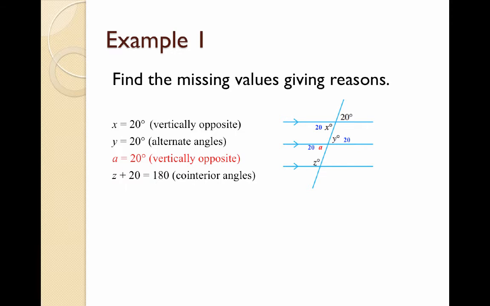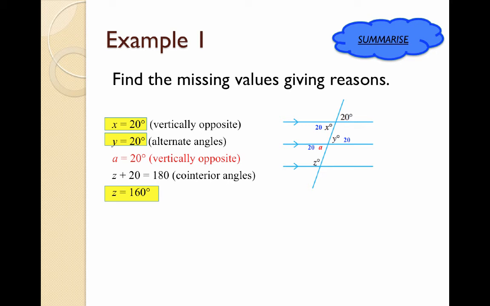By subtracting 20 degrees, I know that z is going to be 160 degrees, and I've highlighted each of my answers x, y and z so that I can see where they are and it's easier to tell when I need them. Time to summarize.